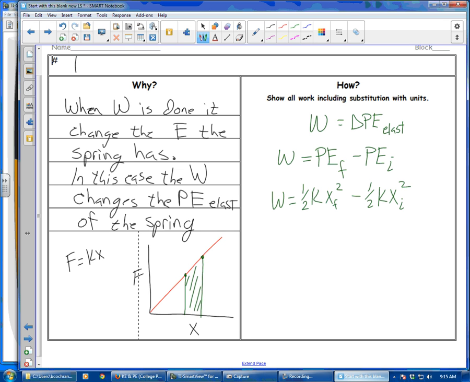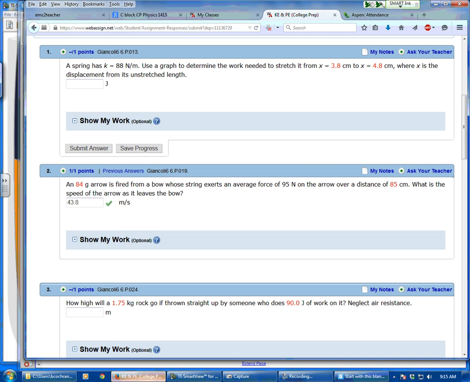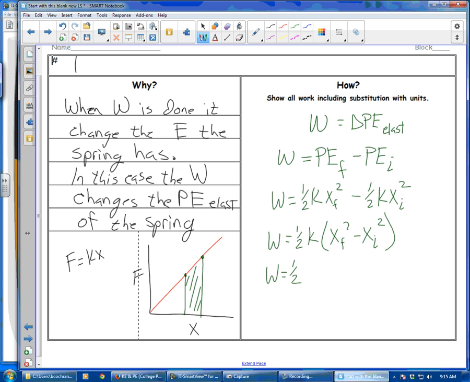Yes, it starts at rest, it ends at rest. So the only work that's being done on it is to change its potential energy, change its position. So I can bring out that 1/2 and that k and leave the x final squared minus the x initial squared. And so now I substitute in 1/2. My k is 88 newtons per meter.